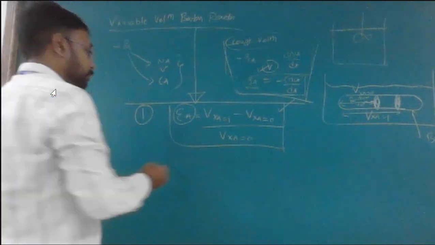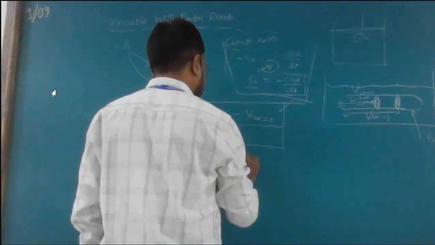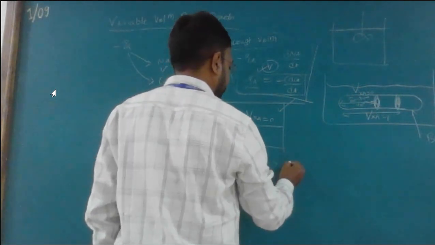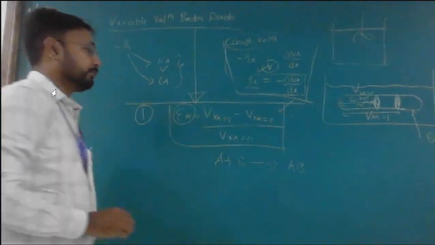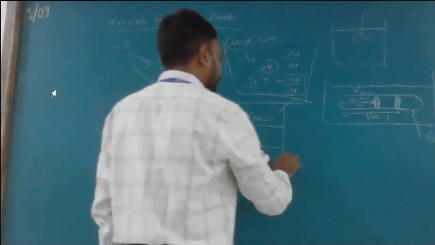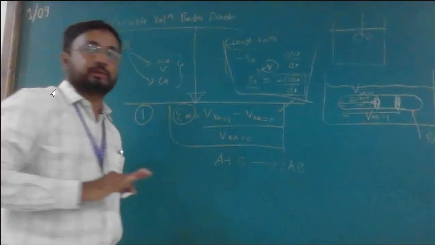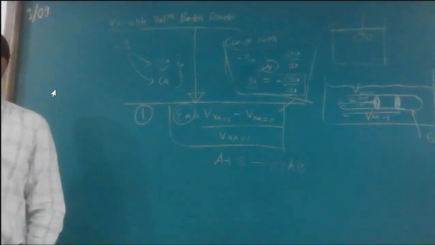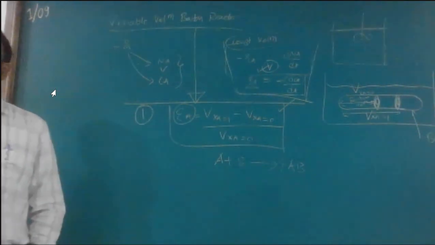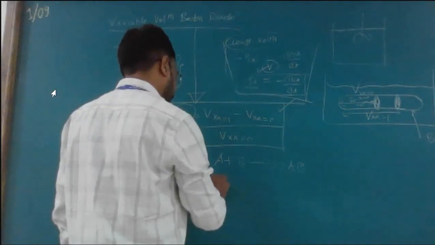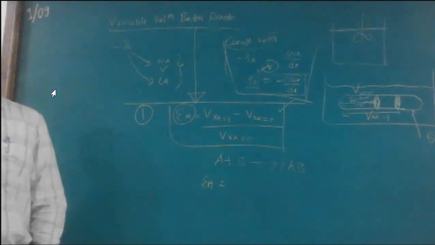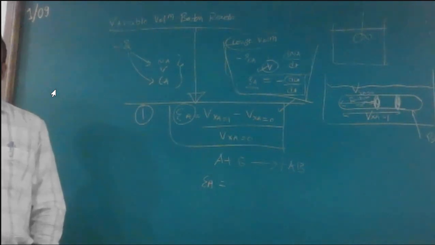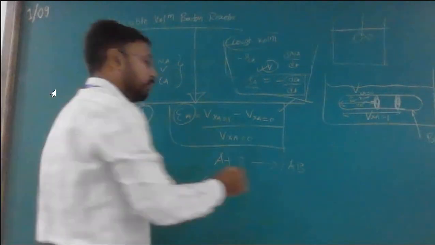Suppose A plus B, I am taking an example, A plus B giving a single molecule AB, or it is going to give 4 molecules of AB. Suppose this is, for example, I am taking an example. So now epsilon would be calculated for this particular reaction in terms of molecules present in the system. What would be the molecules present at the end of the reaction? That would be the 4 molecules.